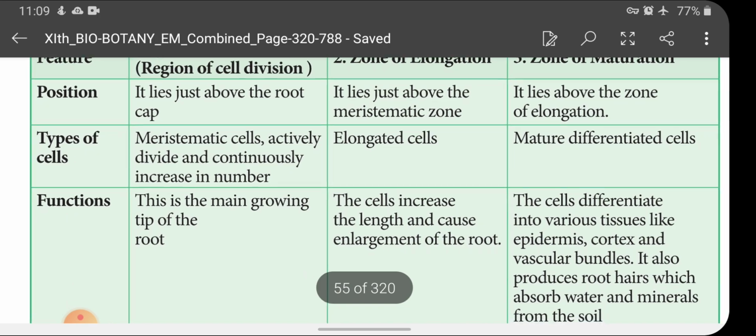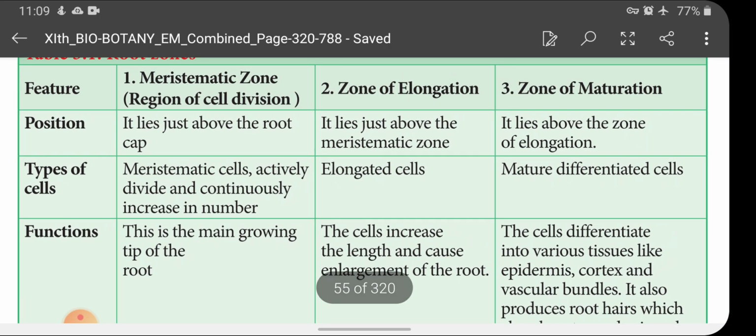Then the types of cells present in these regions are: the meristematic zone consists of meristematic cells, and its function is to actively divide and continuously increase in number. When the meristematic cells actively divide, the number increases, and growth also takes place. In the zone of elongation, the cells are elongated in nature. And in the zone of maturation, the cells are matured and differentiated into various types of cells.